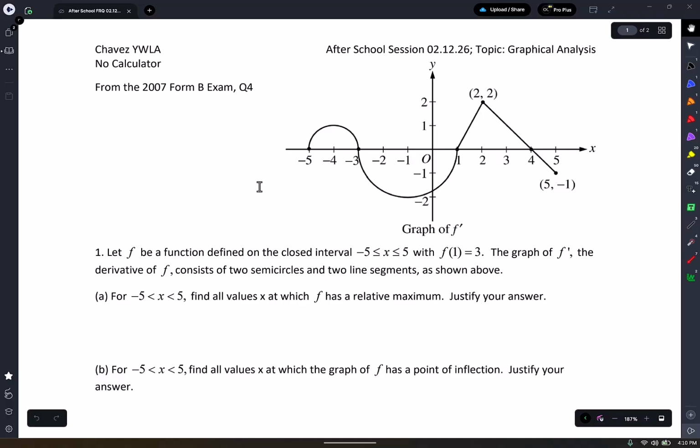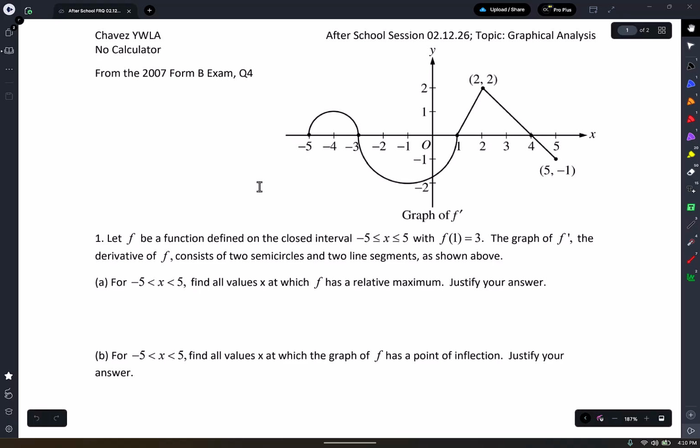This is from the 2007 exam, Form B, question 4. So let's see what we have. We have a graph here. That graph is a derivative graph. And here we go, no calculator. It says, let f be a function defined in the closed interval between -5 and 5 with f of 1 equals 3. The graph of f prime, the derivative of f, consists of two semicircles and two line segments as shown above.